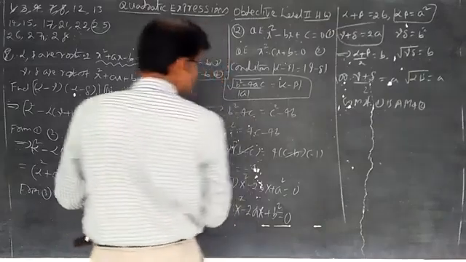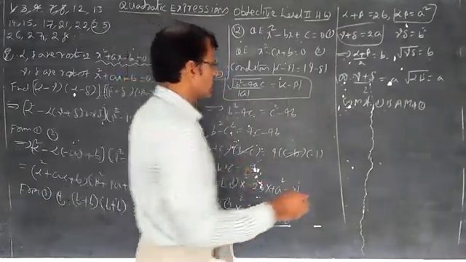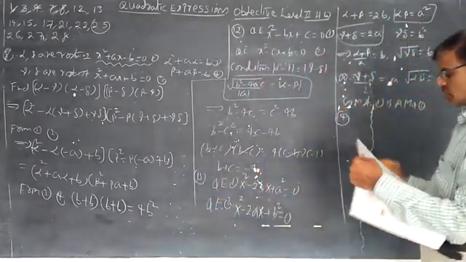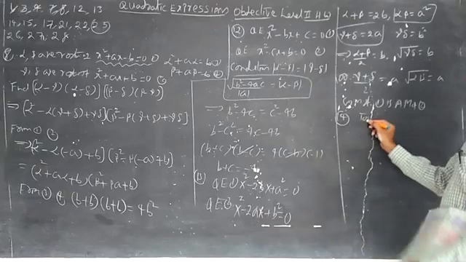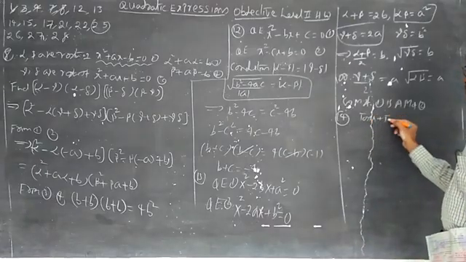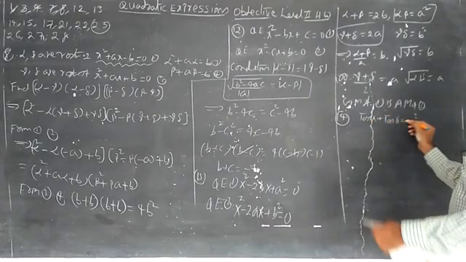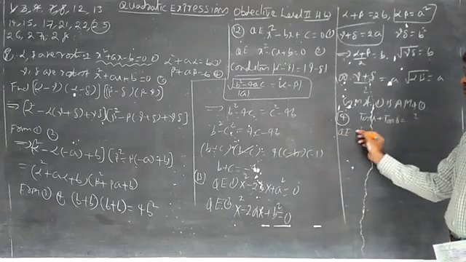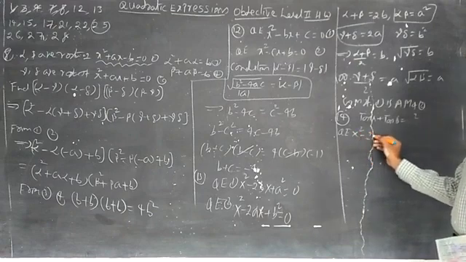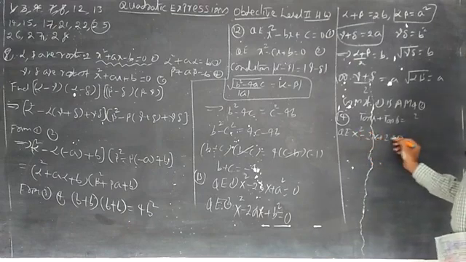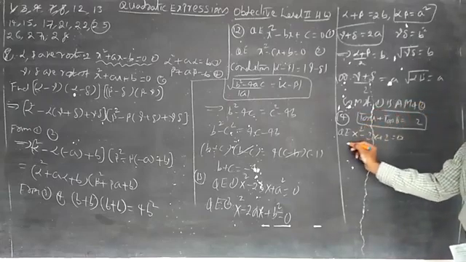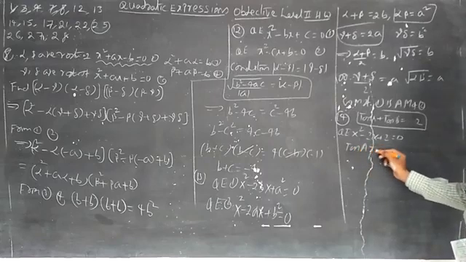Now the 14th question. Tan a, tan b are roots of x square minus 2x plus 2. The quadratic equation is given as x square minus 2x plus 2 equal to 0. So the sum of roots, tan a plus tan b, is equal to 2, and the product of roots, tan a into tan b, is also 2.